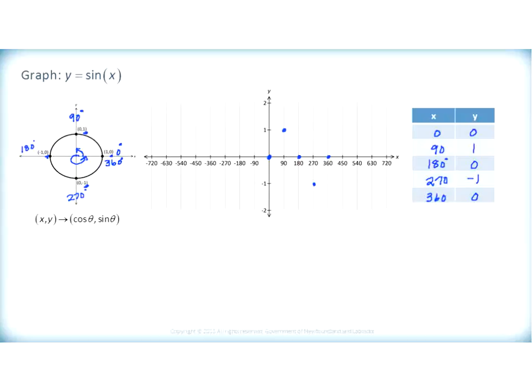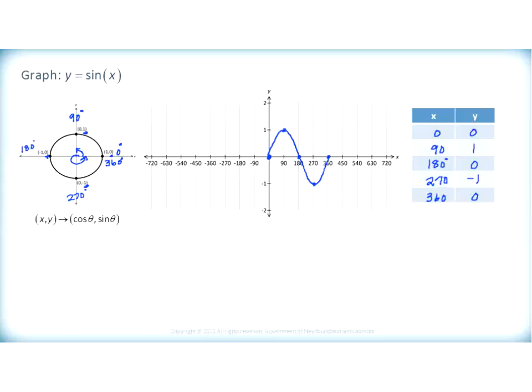We have just drawn one full cycle of the sine function right here. That represents one period of the graph. And the pattern continues, so it's a periodic function. We can repeat the cycles over and over again.